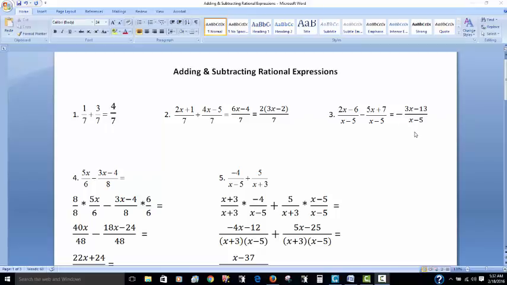Okay, so those 3 examples are pretty easy because they all have the same denominators. So let's look at some examples where the denominators are not the same.